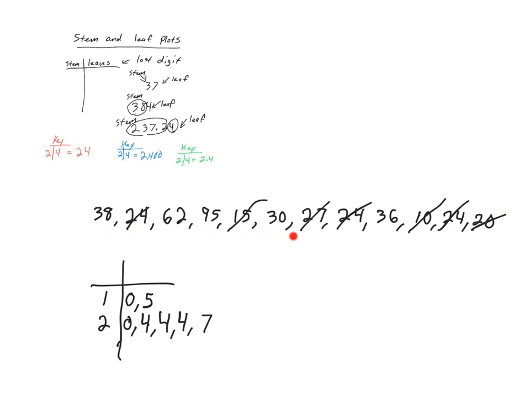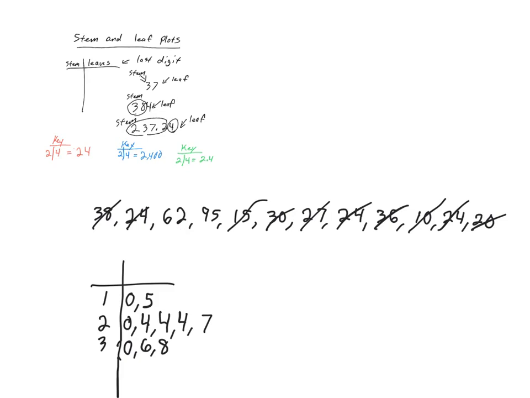I'll look again, and the next smallest number is going to be 30. So I'm done with the 2 stem, and now I'm going to have a 3 stem. So a 3, and again a 0. And I'm going to cross that off because I've used it. Look for my next smallest one. It's going to be a 36 over here. So 3 and then a comma 6. Cross it off. Again, looking for the next smallest one, which gets me 38 right here. So comma 8. Cross it off since I've used it. And then looking for my next smallest one, well, my next smallest number is a 62.